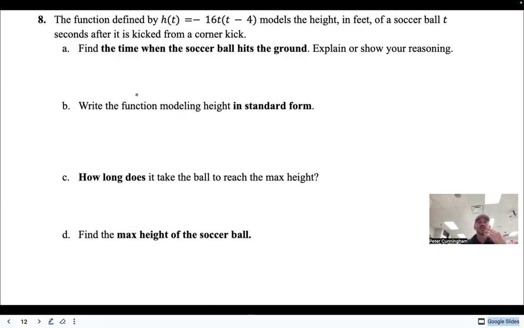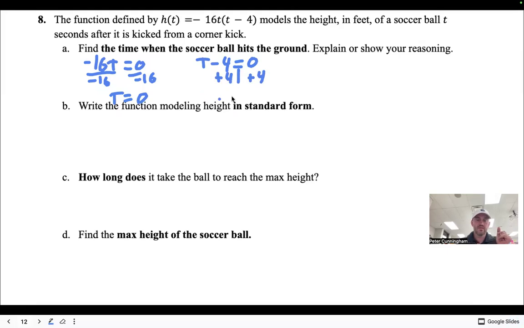All right, now we're talking about a soccer ball here. Find the time the soccer ball hits the ground. Well, we have two factors here: -16t equals 0, and t minus 4 equals 0. If we solve that, 0 divided by anything is 0. Solve this other side, and we have 4. Okay, when did the soccer ball hit the ground?